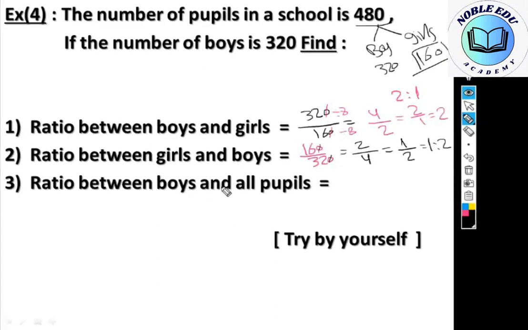The ratio between boys and all people in the school. What about the number of boys? The number of boys is 320. And what about all students? 480. Now I want to simplify. Cancel the zeros, 0 up, 0 down. And what about 32 and 48? Both are in the 8 table. Divide 8 up, divide 8 down. 32 divided by 8 is 4, 48 divided by 8 equals 6. Now 4 and 6 are in the 2 table, so divide by 2. 4 divided by 2 is 2, 6 divided by 2 is 3. So you can write 2 over 3 as 2 to 3.